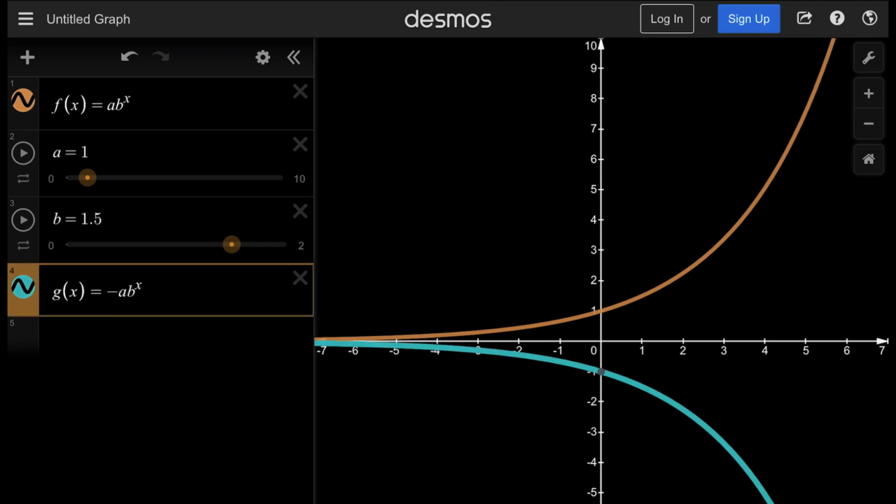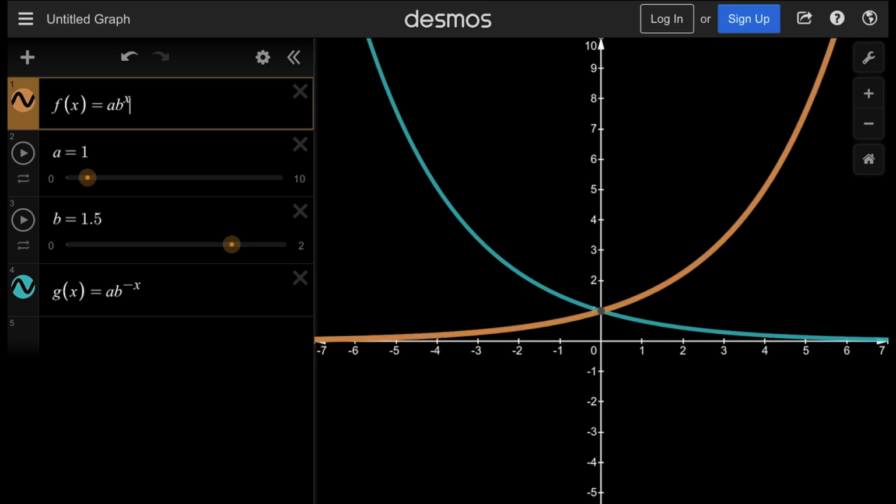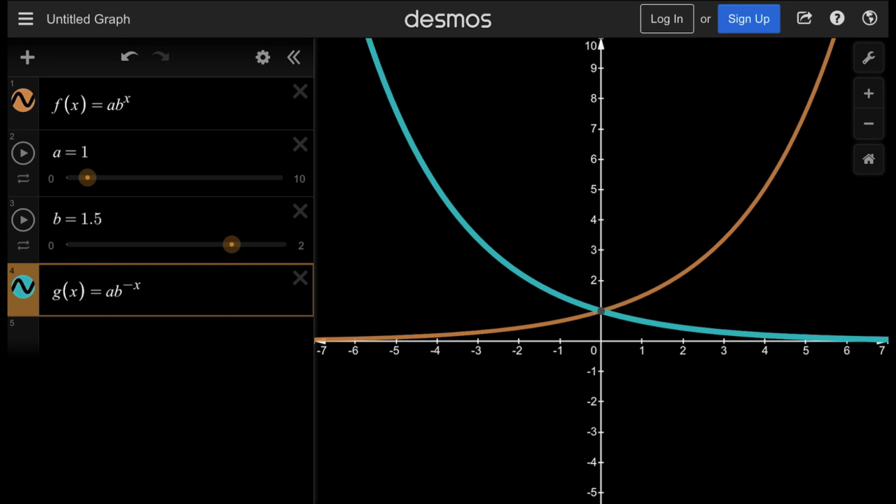Okay, I'm going to get rid of the negative over there. And now instead of applying it to the entire function, let's only apply the negative to the x value. And now I want you to see what reflection you see now. Can you see it's still a reflection, but instead of the orange graph being reflected in the x-axis, it's now being reflected in the y-axis.